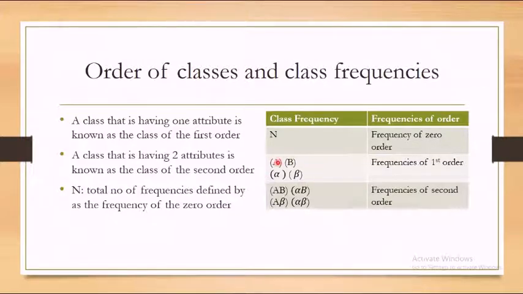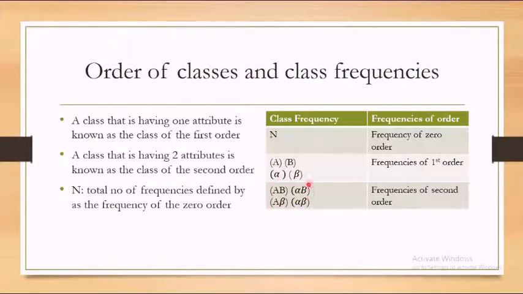When you closely observe these four different class frequencies, you can see that there is only one attribute in each of the class frequencies. For example, in this case there is only A, in this case there is only B, here there is only alpha, and here there is only beta. So these are the frequencies of first order, when there is only one attribute.